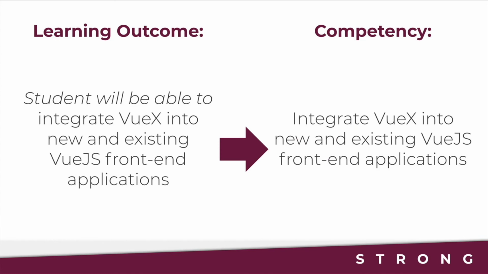For example, "student will be able to integrate Vuex into new and existing Vue.js front-end applications." In this case, we can convert this to a competency simply by removing the preamble and considering MEAT as an implied preamble. Simply: integrate Vuex into new and existing Vue.js front-end applications.